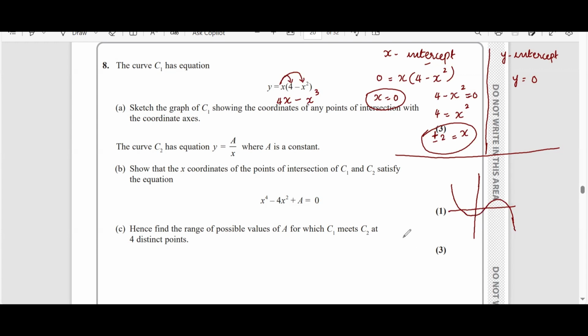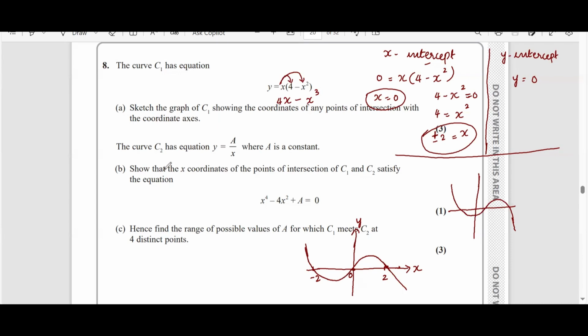Now let's sketch the graph here. It cuts the x-axis at plus 2, so let's say plus 2 is over here, minus 2, and 0. And the y-intercept is also at 0. Considering the shape, as it goes from left to right, it goes down. So this will be the graph.